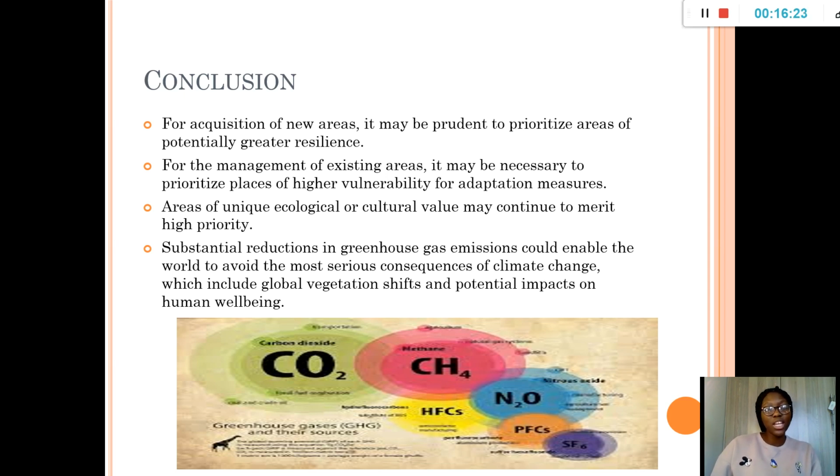In addition to adaptation measures, substantial reductions in greenhouse gas emissions could enable the world to avoid the most serious consequences of climate change, which include global vegetation shifts and potential impacts on human well-being.